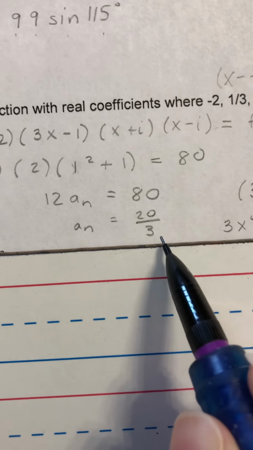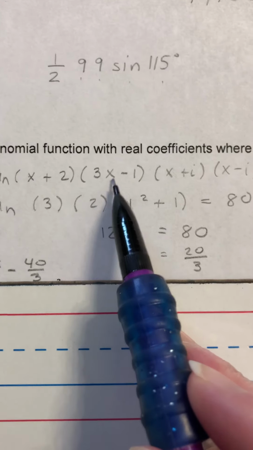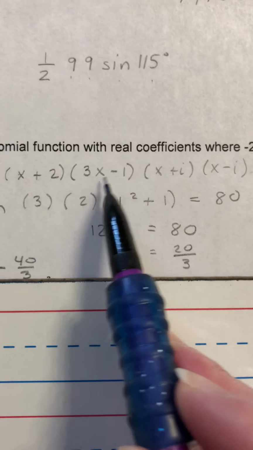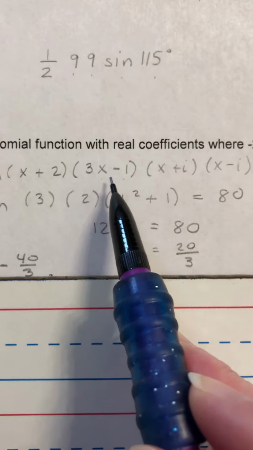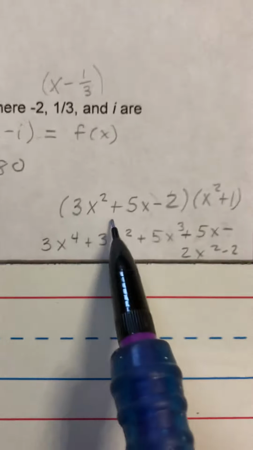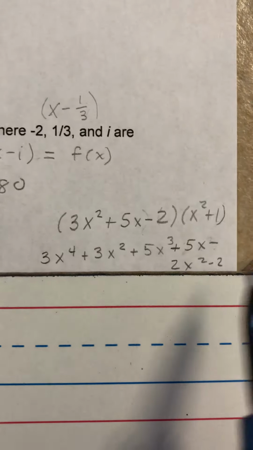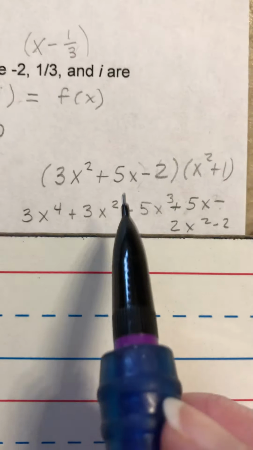Then the next thing that I do is I start multiplying all of these factors together. So I multiply x plus 2 times 3x minus 1. I'll multiply that together, so FOIL that out. And then I FOIL this out. So that's how I'm getting this. When I FOIL the first 2, FOIL the second 2. I'm not going to worry about this just yet. I'll hold on to that.